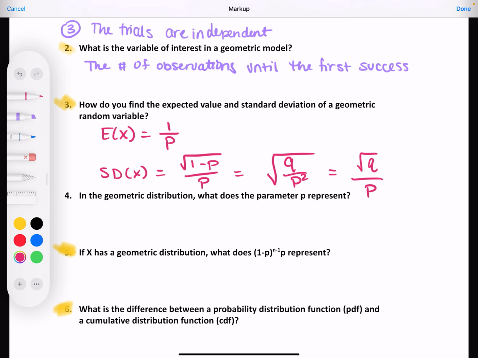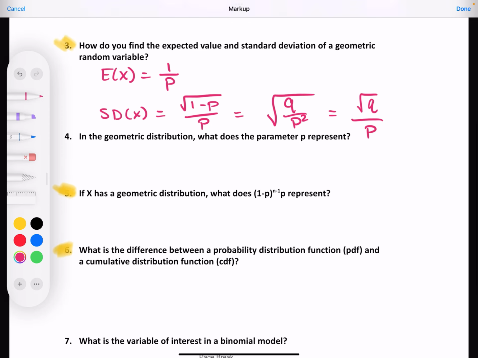How do you know when you're supposed to use geometric or binom? I know. We'll get there in a second.